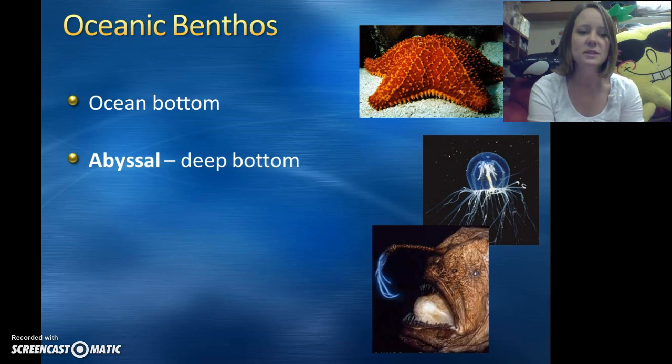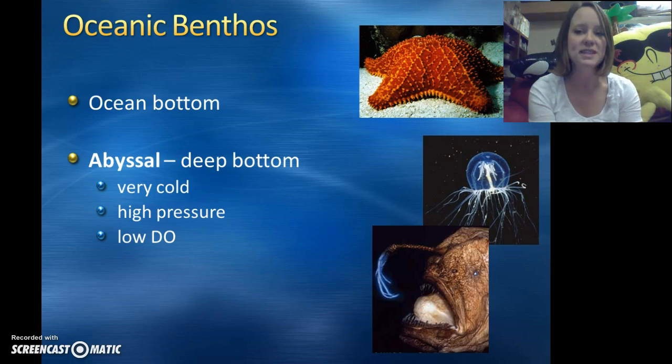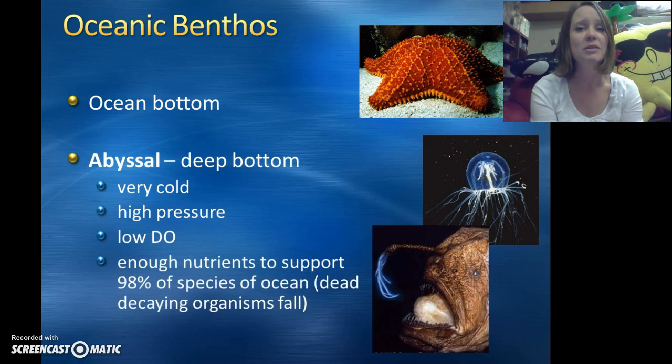And also these organisms have to adapt to high pressure. So these are organisms that if they swam to the surface, their bodies would basically expand and pop because they need the pressure to hold their bodies together. The organisms are also adapted to very low dissolved oxygen. However, the amount of nutrients on the ocean floor is enough to support 98% of all species because of that dead decaying matter. However, most species cannot survive in those cold, high pressure, low dissolved oxygen situations. In the next module, we will look at our freshwater ecosystems.